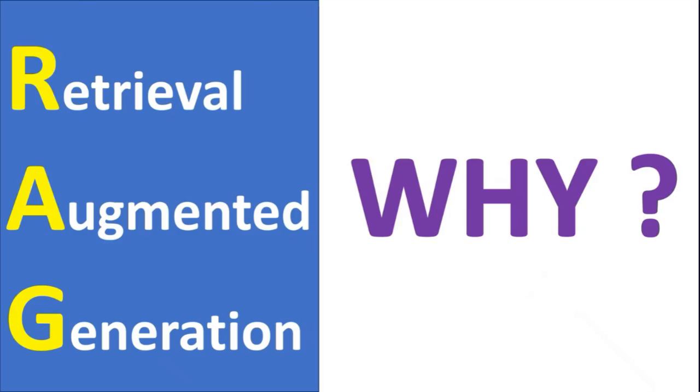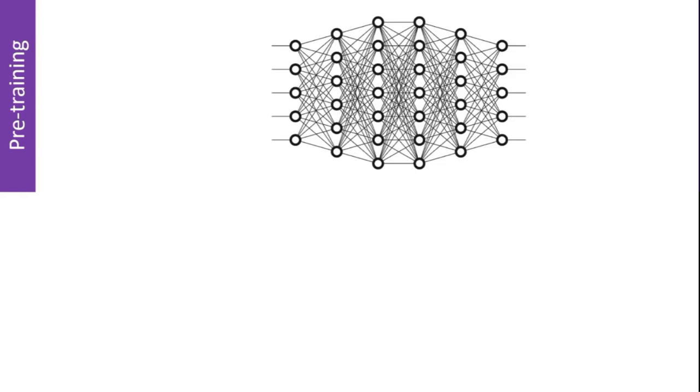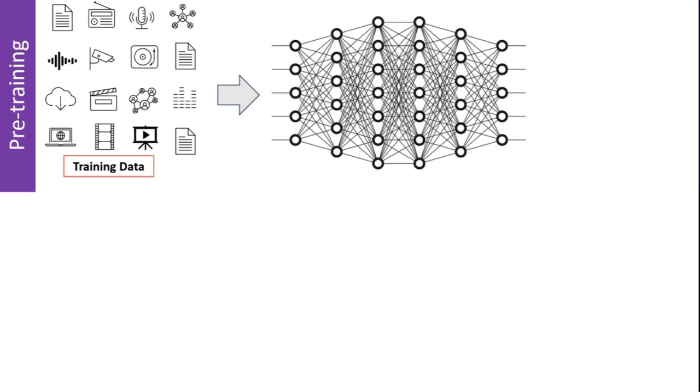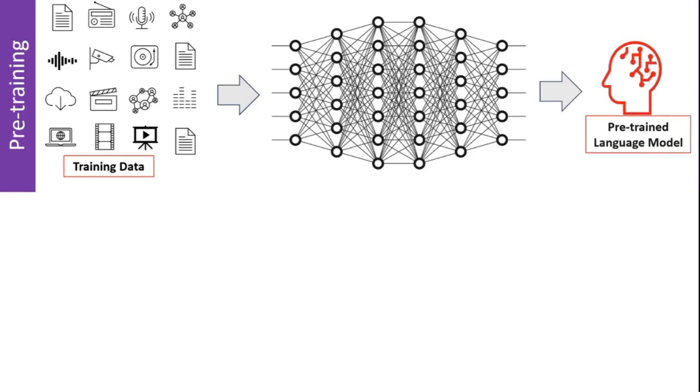To understand why RAG, we need to get back to some basics of the LLM. You know, there are two key stages in the generation of language models. Pre-training is the first stage where a deep neural network is trained on diverse datasets such as text, audio, and multimedia to learn general language patterns. This creates a pre-trained language model with foundational knowledge.